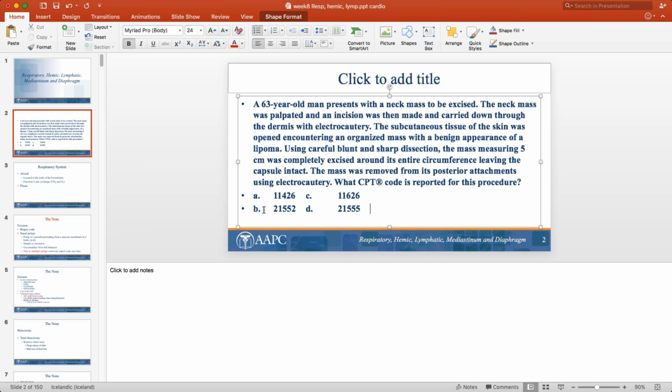We don't need to even read the rest, right? Because we already know the size and the location. That's all we need to know to code. So we've already ruled out A and C.